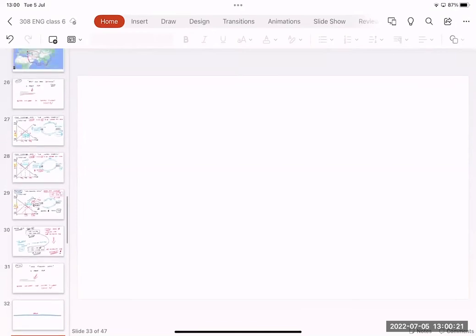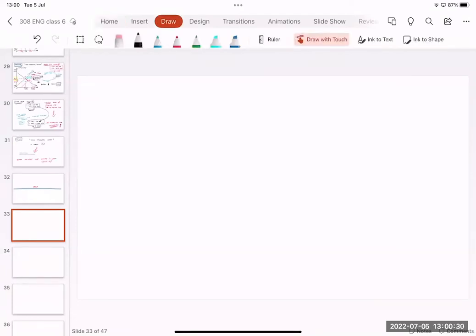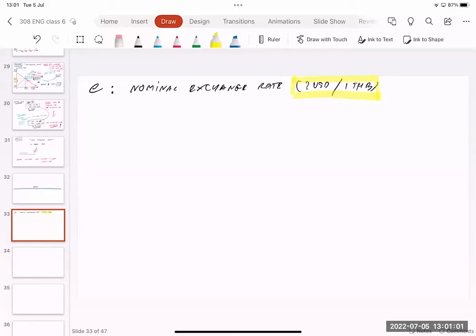Last time we talked about the currency market, right? We talked about the nominal exchange rate. As you know, we have E like this for nominal exchange rate. Nominal exchange rate is about, if I have 1 unit of domestic currency, like 1 baht, how many of the foreign currency am I going to get? For example, I have 1 baht, how many US dollars am I going to get? This is the meaning of nominal exchange rate.